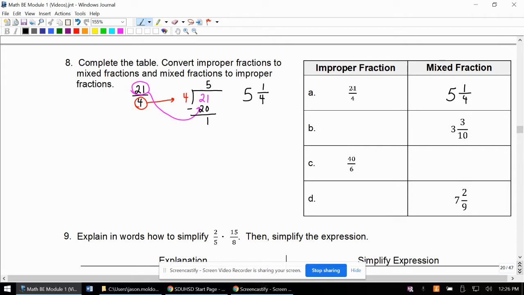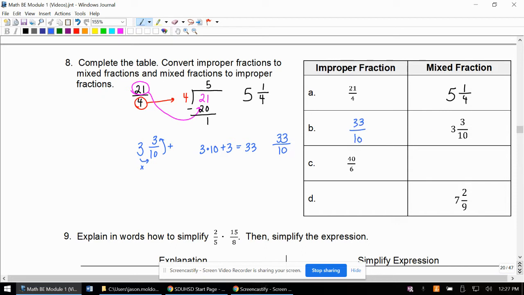It is a little bit trickier to go from improper to mixed, but if you need to double check that you did that correct, you could also do your mixed to improper. B is 3 3/10. We are going to do 3 times 10 plus 3. So you're going around this. This is going to be times, and then we're going to go up and do plus. So 3 times 10 is 30, plus 3 is 33. That tells us that our fraction is 33 over 10.